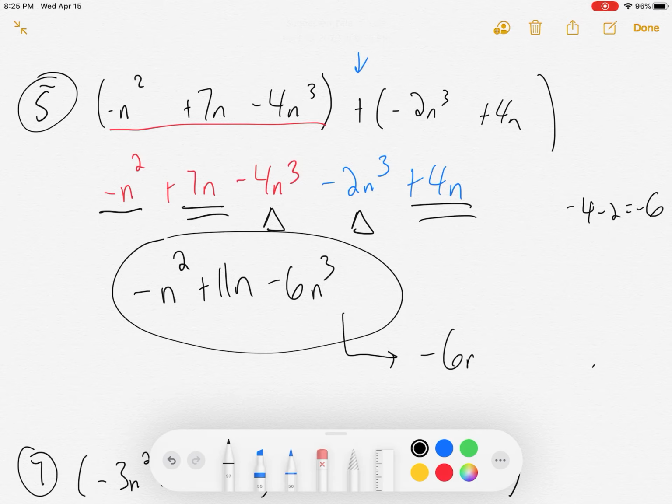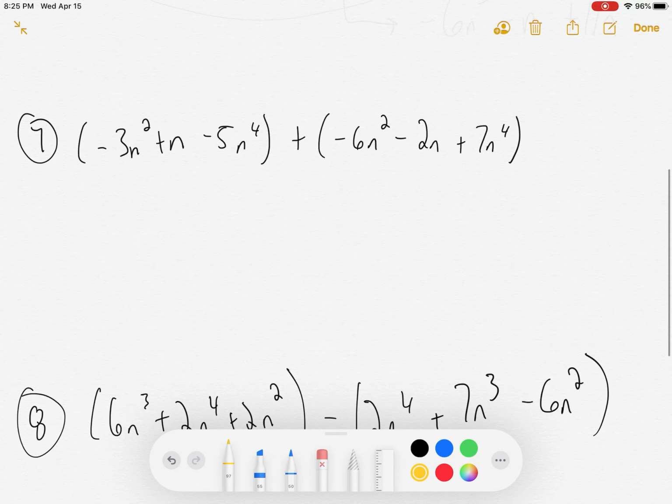There's your final answer. Now, you could also write it in standard form, which would look like negative 6n to the third minus n squared plus 11n. And all I did to get that in standard form was to move this out front. I moved the negative 6n to the third out front because it's the highest degree.